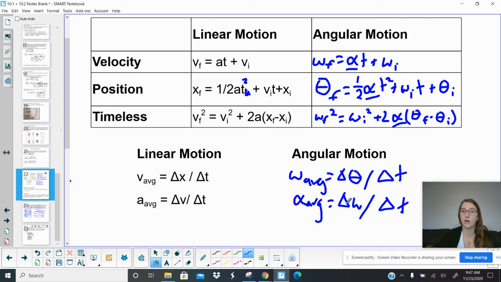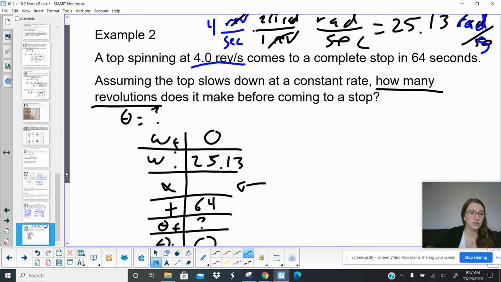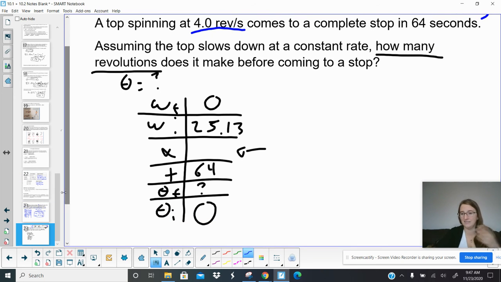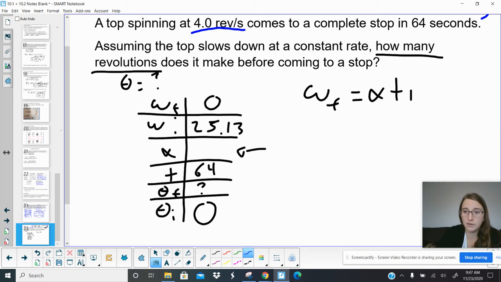The change in omega, that's omega final minus omega initial over the time. Using the velocity formula versus using this is actually the same thing. So I'm going to go ahead and use the velocity formula just because I prefer to think of it that way. We have omega final equals alpha t plus omega initial. So again, I want to solve for this so that I can eventually solve for theta final.